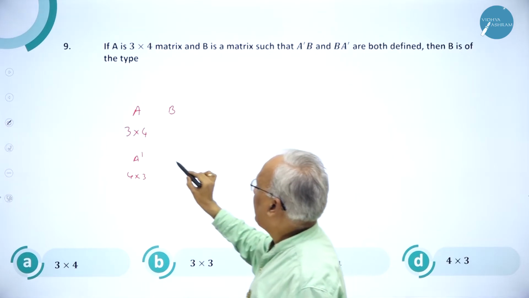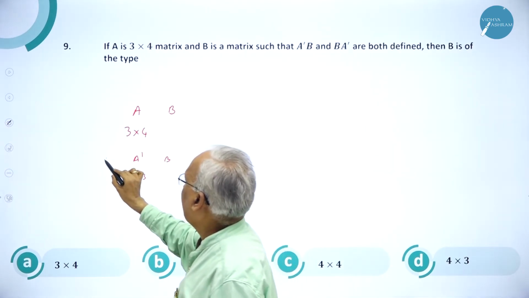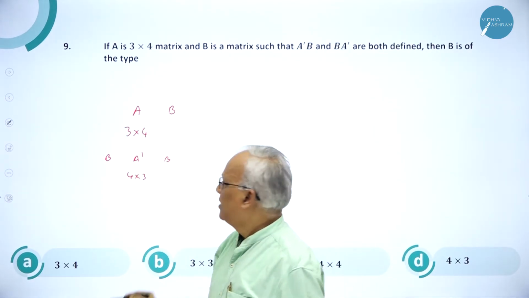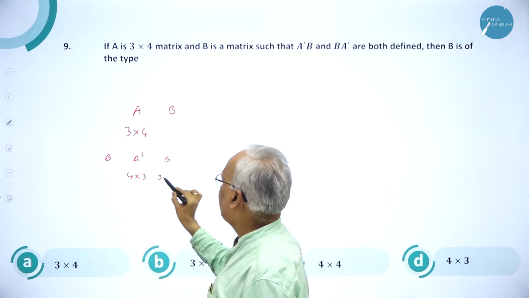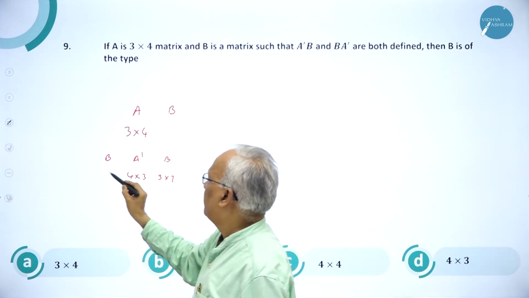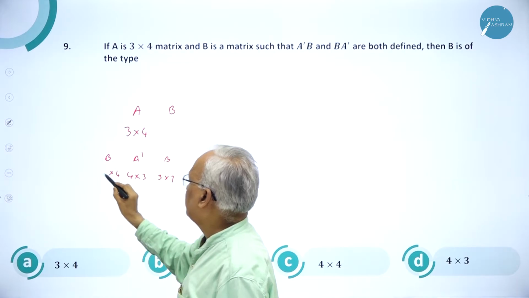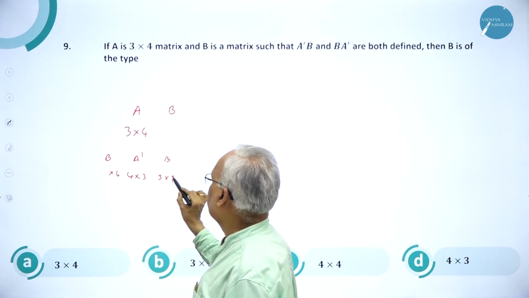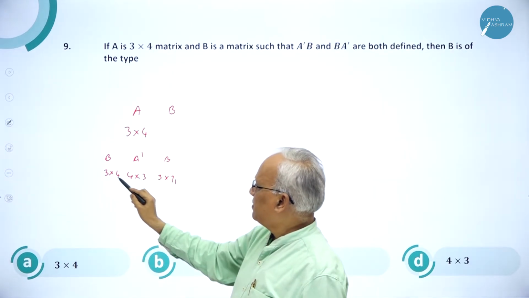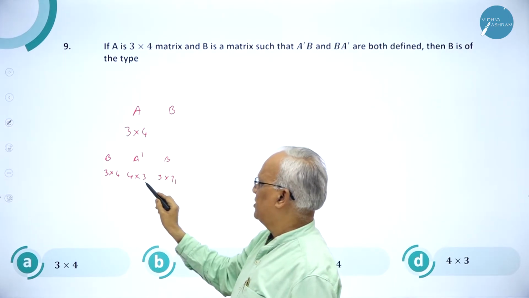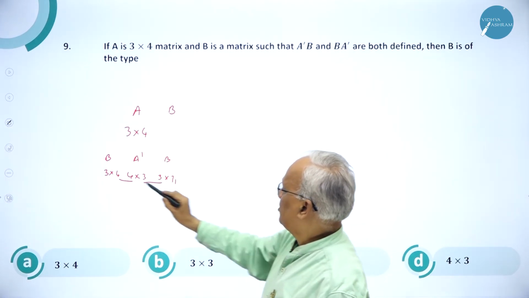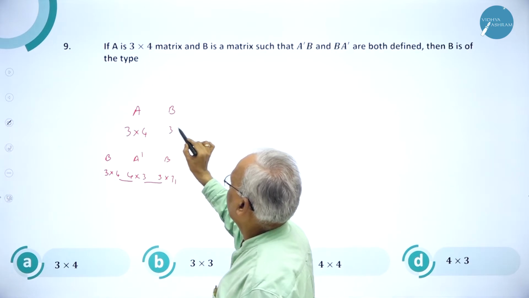So you should be able to multiply A dash and B and B A dash both. You can write this way. B A dash and A dash B both are defined. So this product exists only when this is of order 3 by something. And B A dash is possible only when this is something into 4. So that's possible only when this B is of order 3 by 4. See here, 3 by 4. So B A dash possible, A dash B also possible because these two are same. So order of B is obviously 3 by 4. So 3 by 4 is the order of B.